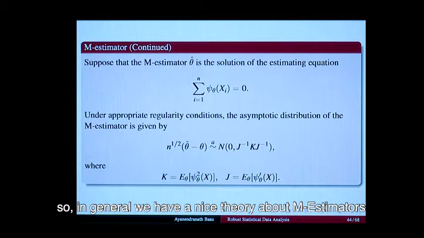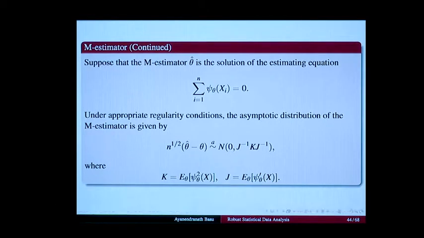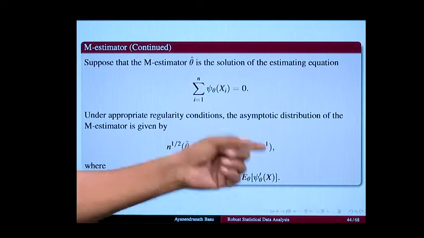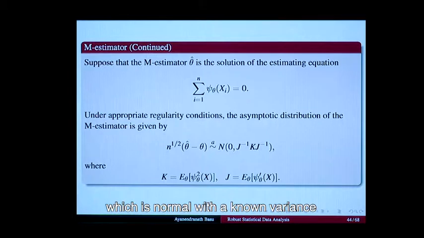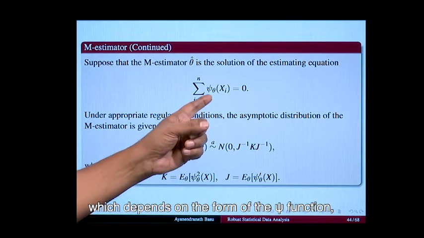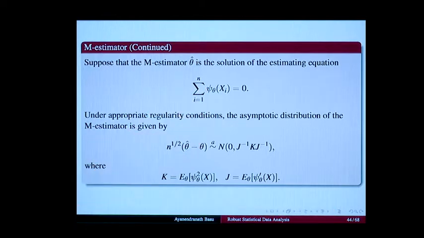So, in general we have a nice theory about M estimators. Using our central limit theorem, we have an asymptotic distribution of the M estimator, which is normal with a known variance which depends on the form of the psi function. Very nice theory, so it is easy to use.